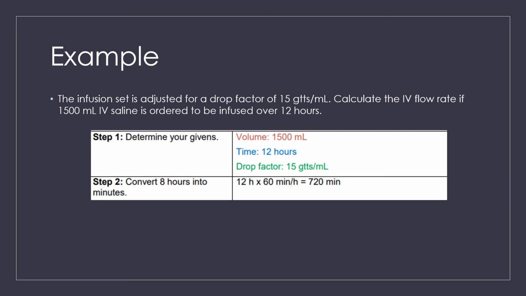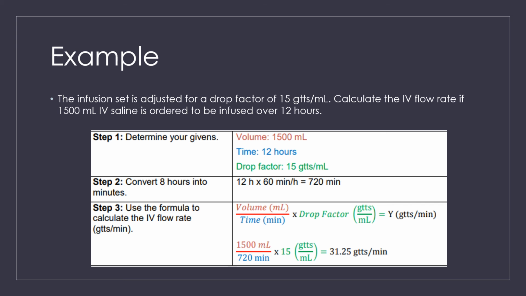And we convert 12 hours, so that is a typographical error. So to convert 12 hours to minutes, 12 hours times 60 minutes per hour is equivalent to 720 minutes. And we use the formula.